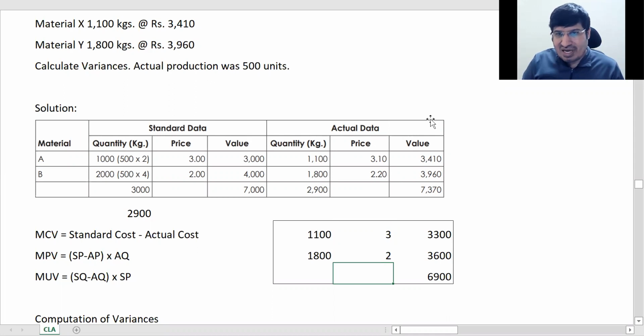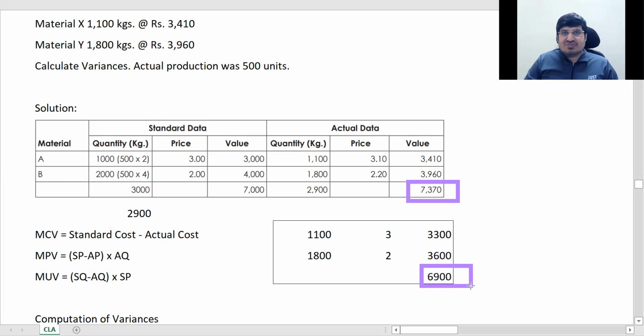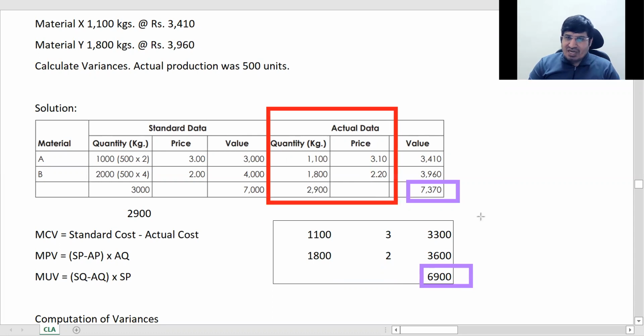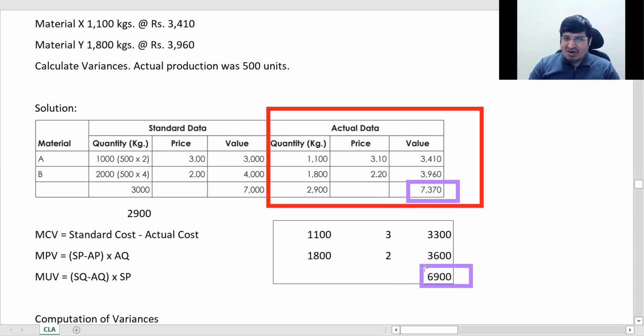ठीक है. Now can I say this difference between these two, this one and this one, this difference is only because of change in price. Actually had I went ahead and bought the same materials, लेकिन मैंने सही रेट में अगर खरीदा होता, so I would have bought this. Okay, but now I have got it at 7370 because of increase in price. So price variance is 6900 minus 7370.